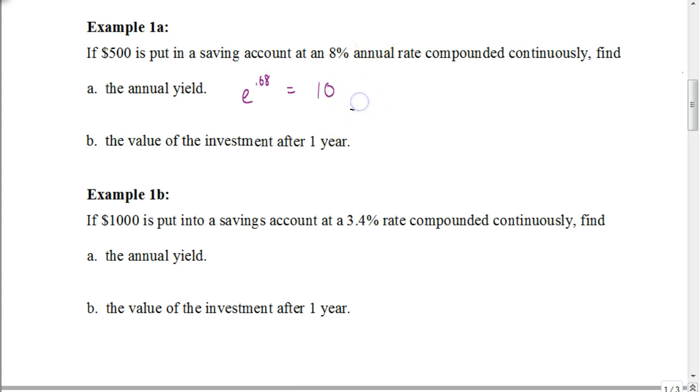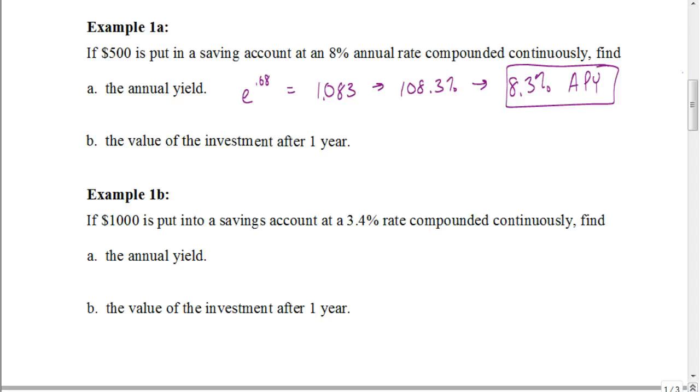So we get 1.083, which would be 108.3%, which again you subtract from 100, which means we have 8.3% annual yield. So that means if it's invested at 8% compounded continuously, what that means is that over the course of a year, you're really gaining 8.3%.